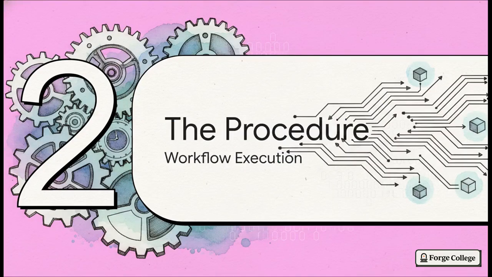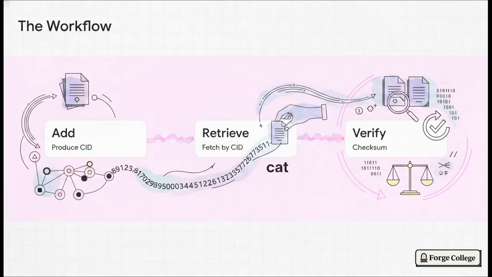Section 2. The procedure. Executing the workflow. What's really interesting here is that this workflow is the literal heartbeat of our experiment. It's just a simple, elegant 3-step loop. Step 1, we add the file to the network, which produces our CID. Step 2, we retrieve that exact file back from the network using the cat command. And step 3, we verify the file's integrity using a checksum. Add, retrieve, verify. Trust me, once you get this little loop in your fingers, it just becomes second nature.